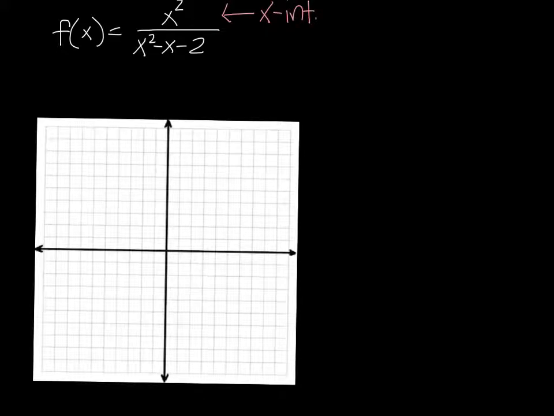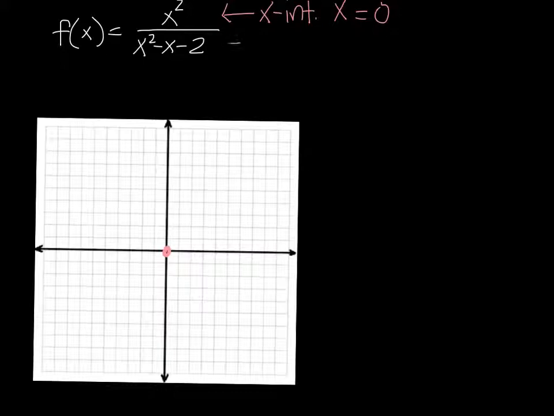So in this case, the x-intercept is going to be when x itself is equal to 0, because that's what will make the numerator 0. Go ahead and put a dot right away. Notice that that's also going to be our y-intercept, because that's when it crosses the y-axis as well.